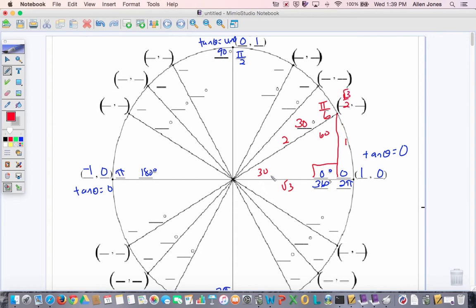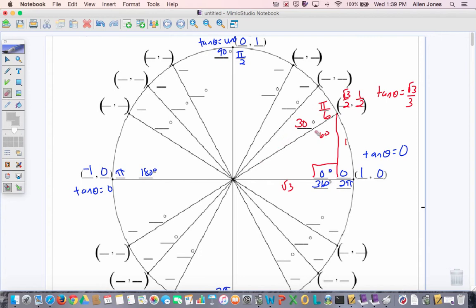which is square root of 3 over 2. Sine is opposite over hypotenuse, or y over r, which is 1/2. And the tangent is equal to the opposite over adjacent, which is 1 over square root of 3, or if we simplify that by rationalizing the denominator, we get square root of 3 over 3. So there's our ordered pair.